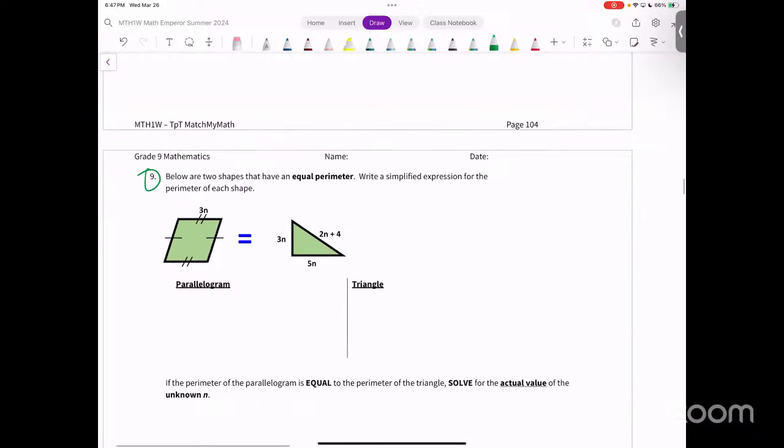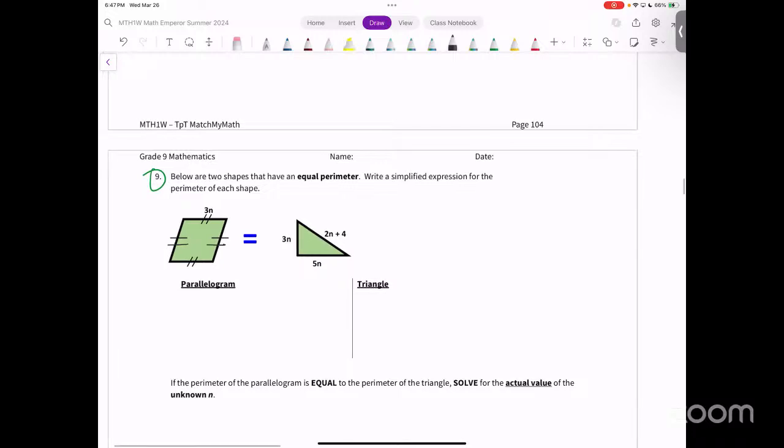The perimeter of the parallelogram is equal to the perimeter of the triangle. Okay. It was definitely a mistake here. There should be a piece that is 2 and that is 3n. Technically, that's a really good catch. So I'm gonna say they're missing that line. One more additional line is missing.